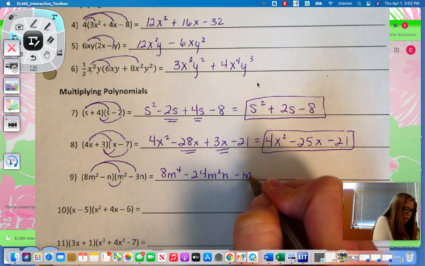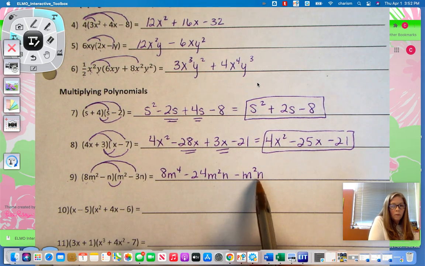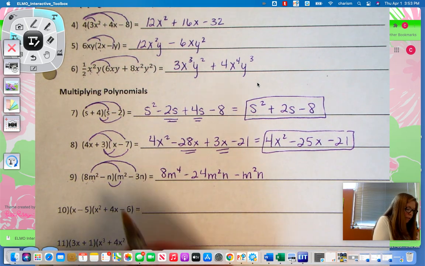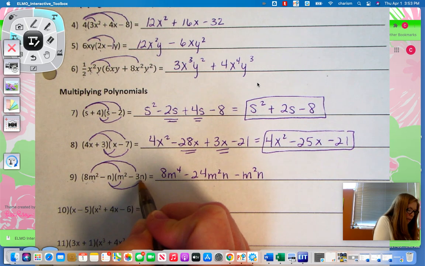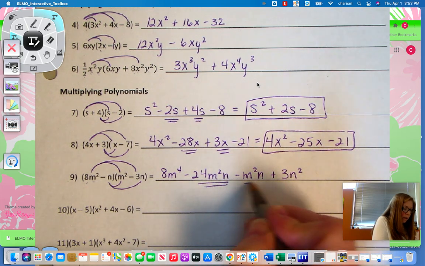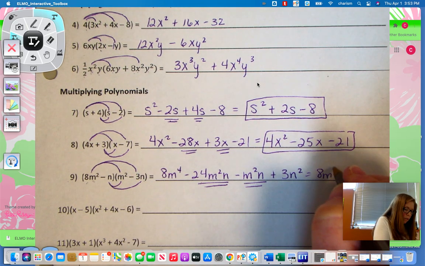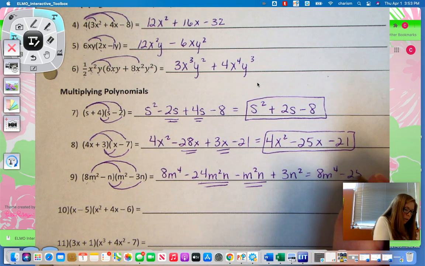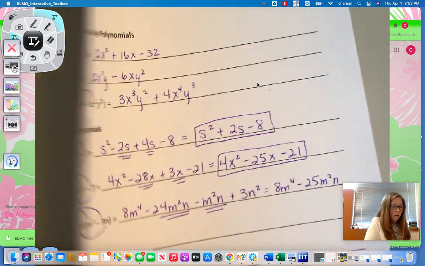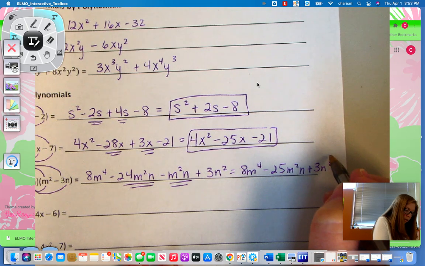So -m squared n. And really, the way you write the coefficients doesn't make a difference. I know these are like terms, so I like them to look the same. But it is multiplication. So if you made it different, it could be a little bit different. And then -n times a -3n is a positive 3n squared. And look at those big old like terms. M squared n, right? Both negative. So we've got an 8m to the 4th power, a -25m squared n. Oh, I'm running out of room. I'm so sorry. And then the positive 3n squared. Just made it.